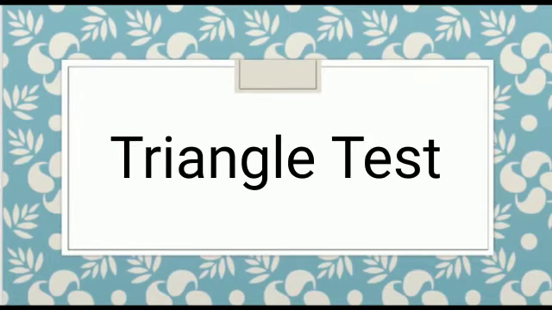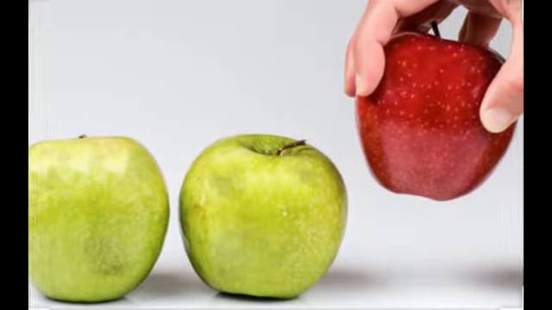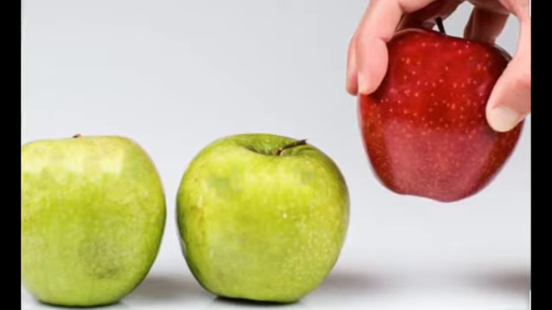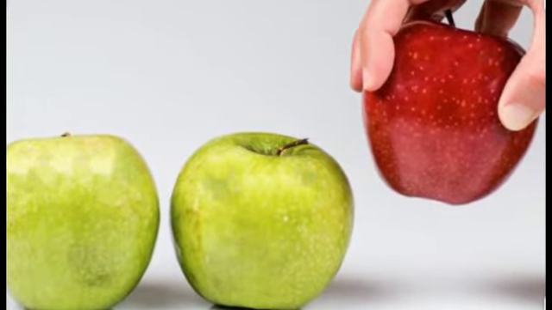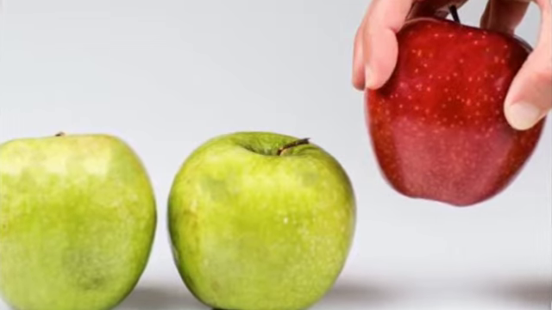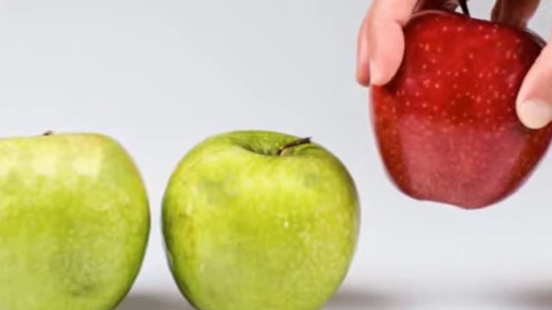Next comes the triangle test. This triangle test is done to find the odd one out. That is, in this test, three samples will be given, in which one will be different. So the panel will be asked to taste the three samples. For example, if we have two samples as sweet and one sample as sour, the sour sample should be identified by the evaluator. So this is the triangle test.